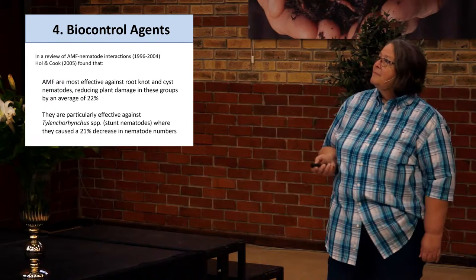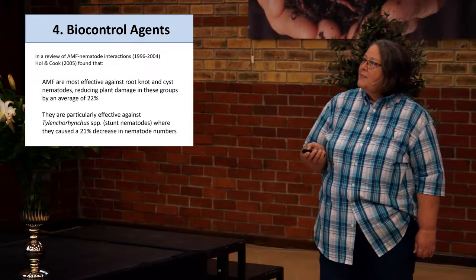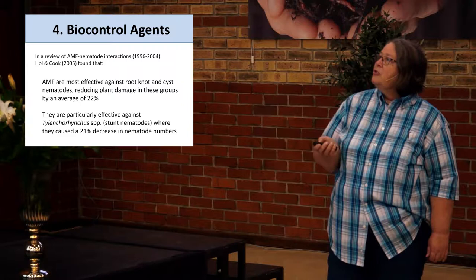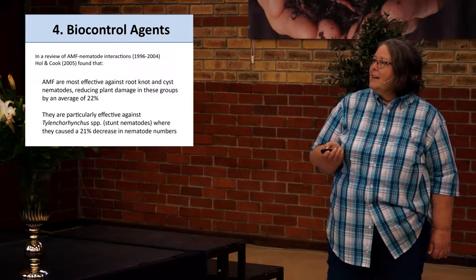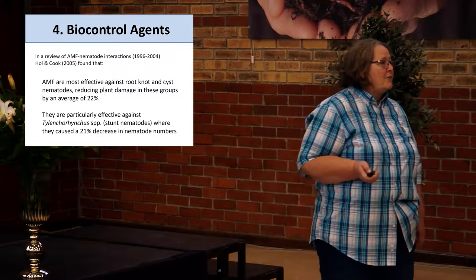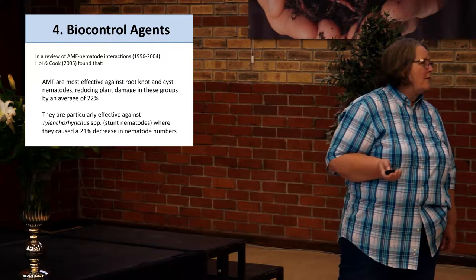In a review of AMF nematode interactions, they found that AMF are most effective against the root knot and cyst nematodes, and they reduced plant damage in these groups by an average of 22%. So that's less damage. And this was really amazing. They're particularly effective against stunt nematodes, and they cause a decrease in nematode numbers by 21%, and they found that they were selectively killing female nematodes.